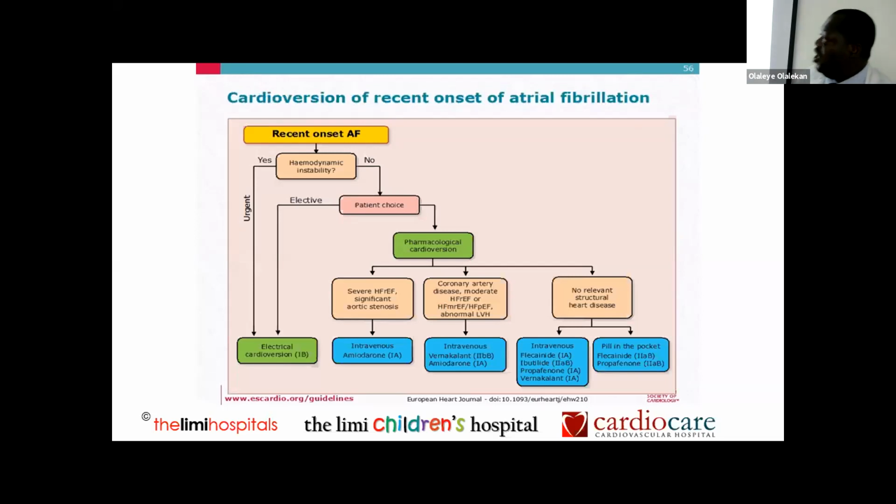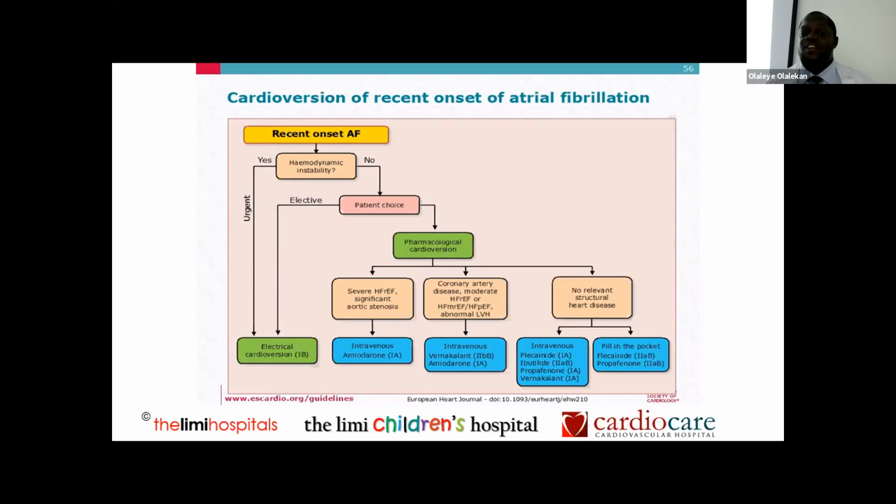And so, just going through this table, for recent onset atrial fibrillation with hemodynamic instability, you need to cardiovert the patient. With no hemodynamic instability, but patients want to do it, you can also do electrical cardioversion, or you can go through pharmacological cardioversion using your anti-arrhythmic drugs. It is listed that for patients with no underlying structural heart problem, flecainide, ibutilide, propafenone can be used. But for those with structural heart disease, it's advisable that you use amiodarone, which is readily available.